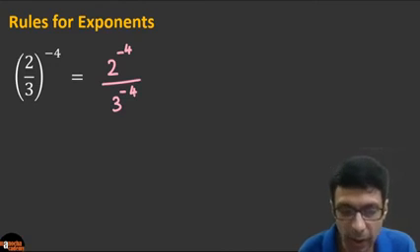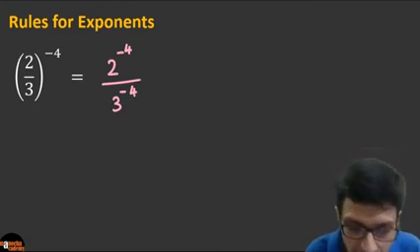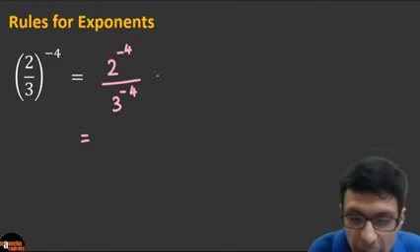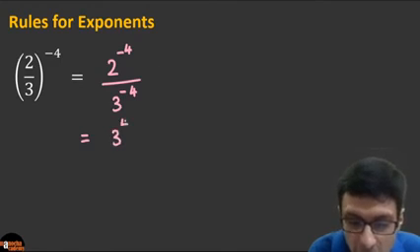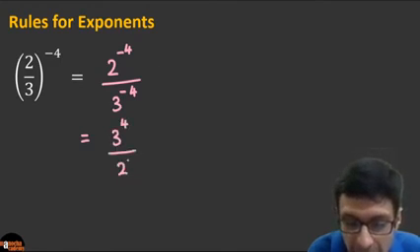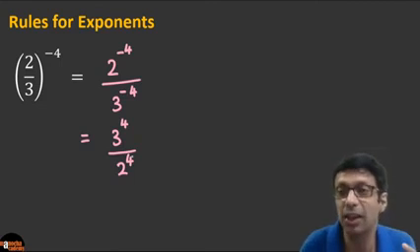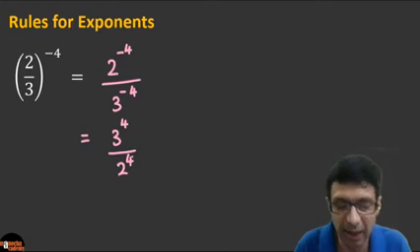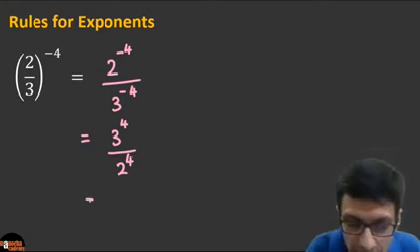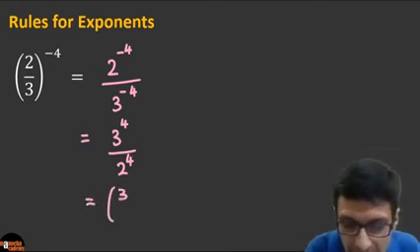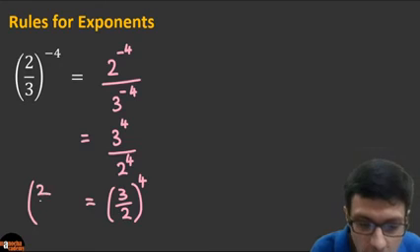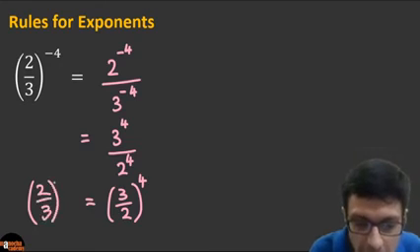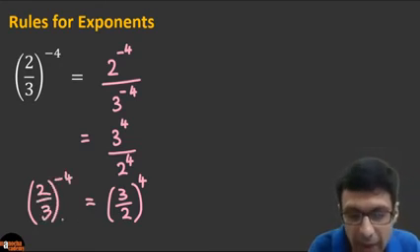Right, guys? And remember, if it's the negative part, what happens? This will go on top. So you will get 3 to the power 4 divided by 2 to the power 4. We are using that rule, a to the power minus n is 1 by a to the power n. Clear, guys? So if we simplify this, it's going to be 3 to the power 4 by 2 to the power 4. Do you guys agree with me? So very simple simplification we've done.